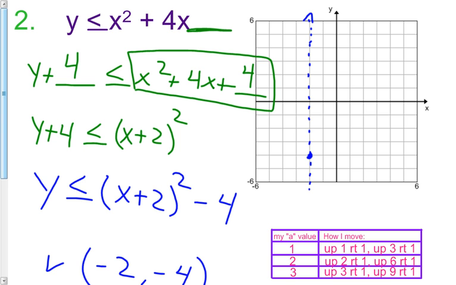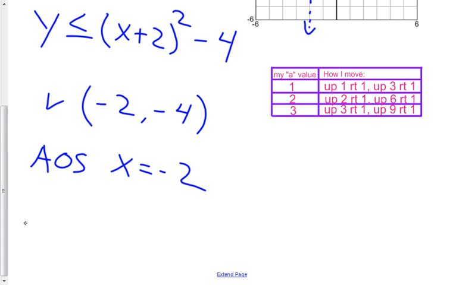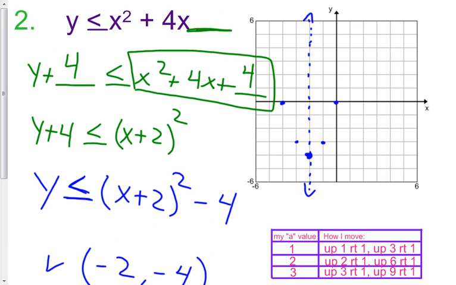My a value is +1. So from my vertex, I'm going to go up 1, right 1, up 3, right 1, up 1, left 1, up 3, left 1. How am I going to connect all 5 of these points? It is less than or equal to. So because it's also equal to, it's going to be a solid line that is going to connect all 5 of these.